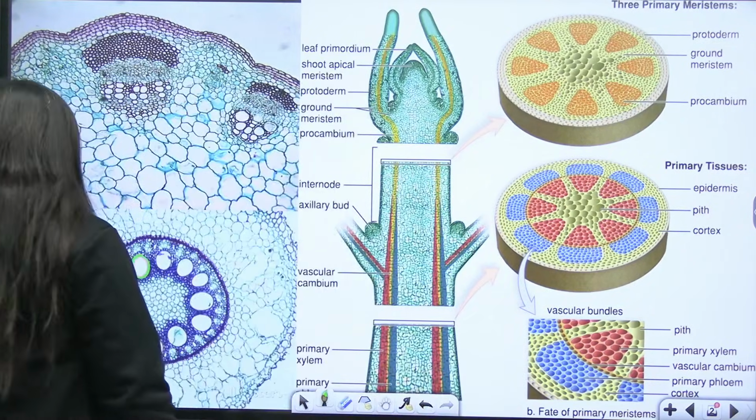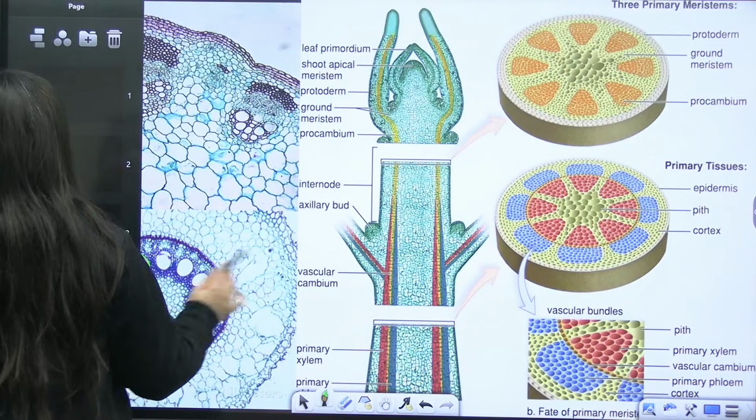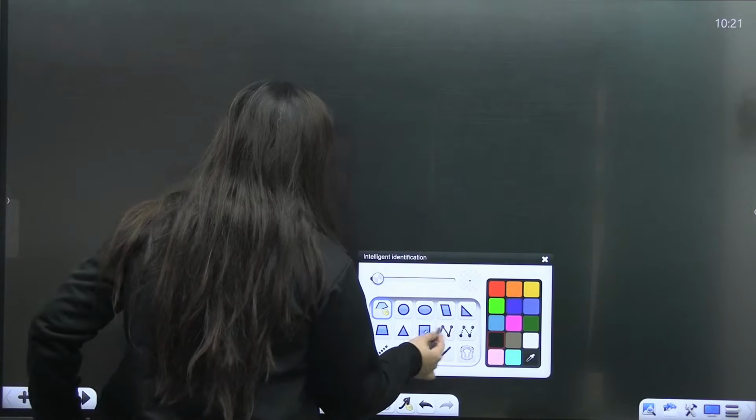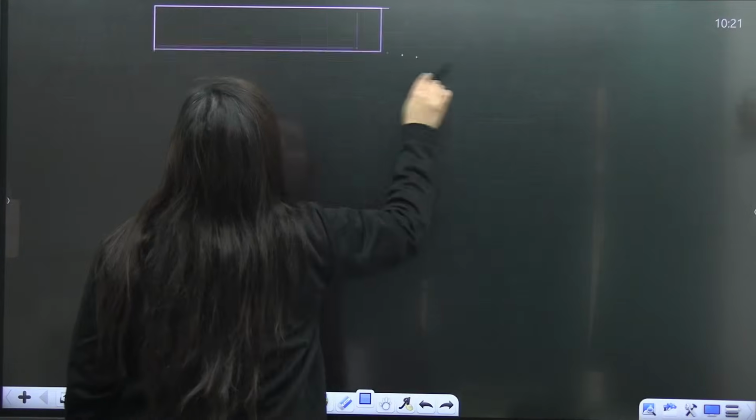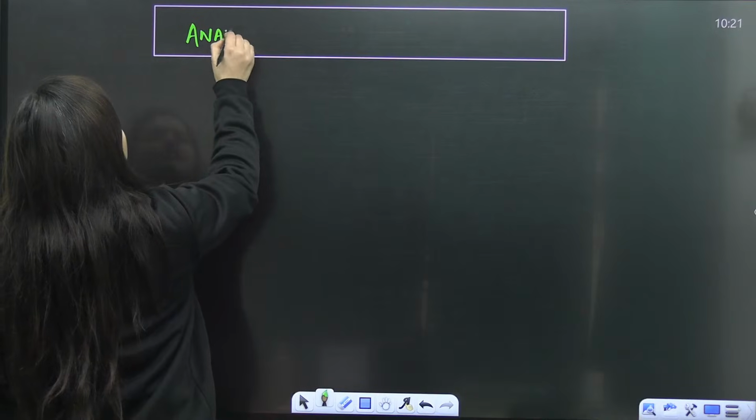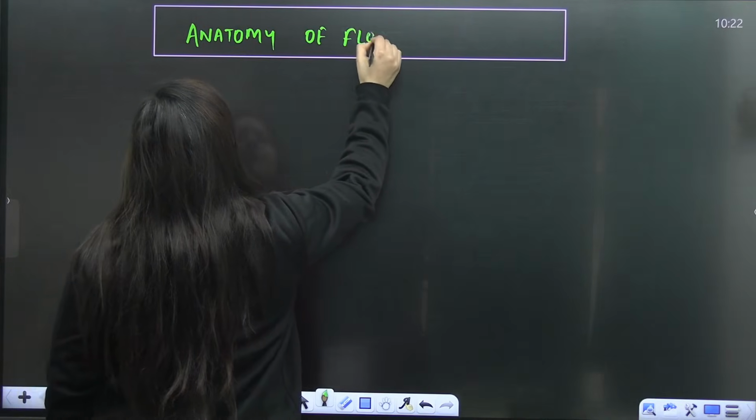The chapter that we are going to start today is anatomy of flowering plants. Many students are asking for the morphology, so this week I will also talk about the morphology part. But yes, the chapter that we are going to start today is anatomy of flowering plants.